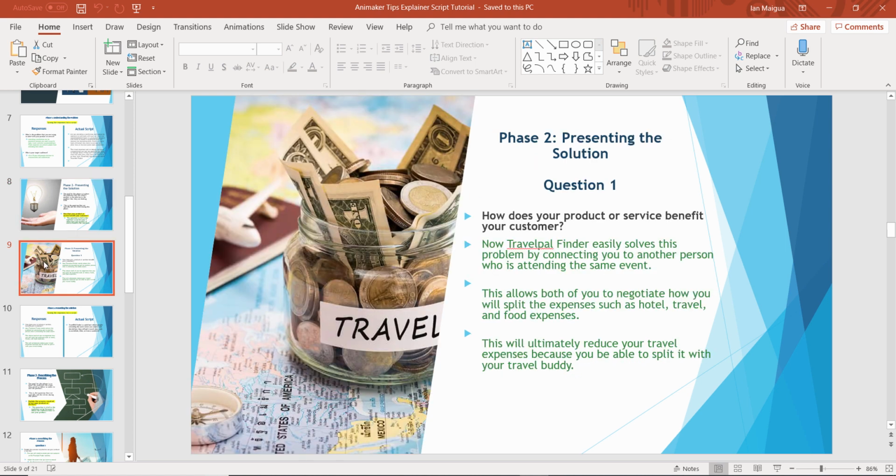Now in the case of the Travel Pal Finder client, they told me that their Travel Pal Finder system easily solves this problem of having to deal with travel expenses by connecting you with another person who's going to the same exact event that you're going to. This is a big deal because if you're connected together, you can easily negotiate with your Travel Pal how to split the expenses, such as the hotel, travel, and food expenses. This will ultimately reduce your travel expenses, which will make it easier for you to attend your event.